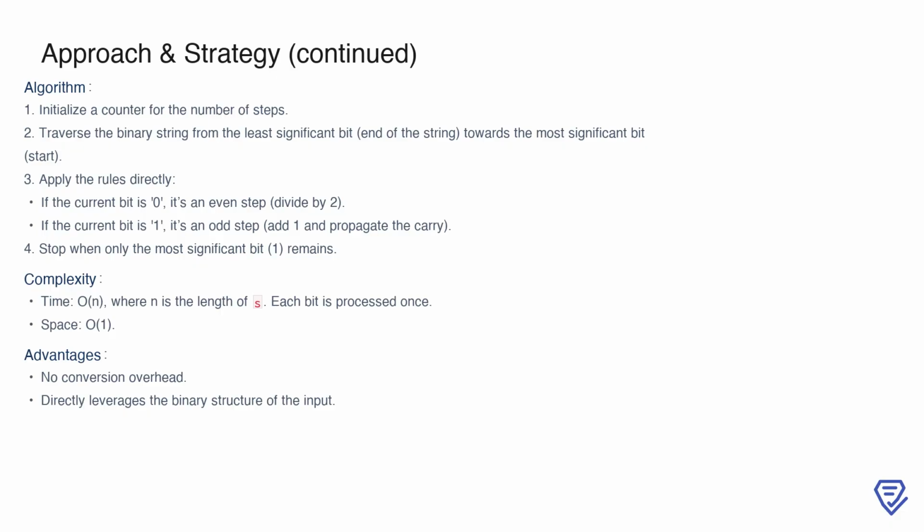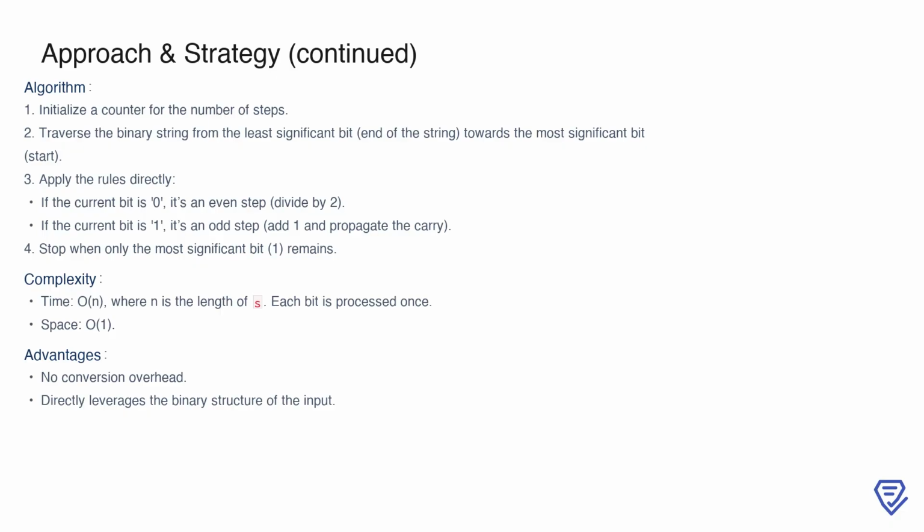If the current bit is 0, it represents an even step, corresponding to a division by 2. If the bit is 1, we handle it as an odd step, which requires adding 1 and propagating the carry forward. This process continues until only the most significant bit, which is 1, remains, signaling the end of the reduction process.